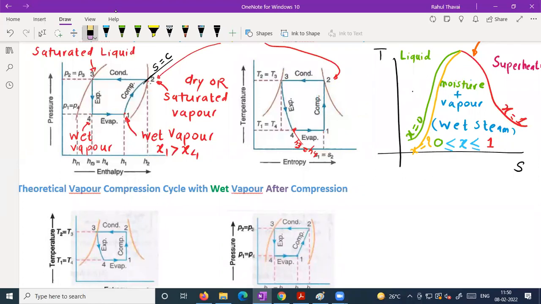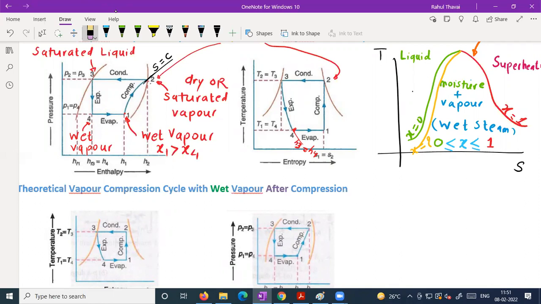Here dryness fraction is x4, and on this line dryness fraction is x1. So obviously x1 is greater than x4. Here the steam is wet at both points, whether at point number 4 or at point number 1. Sorry, we have wet vapor; I will not call it steam. But at point number 1 the vapor is more dry as compared with point number 4, because at point number 4 we have a lower dryness fraction. Point number 1 is close to the right-hand side of the dome line.